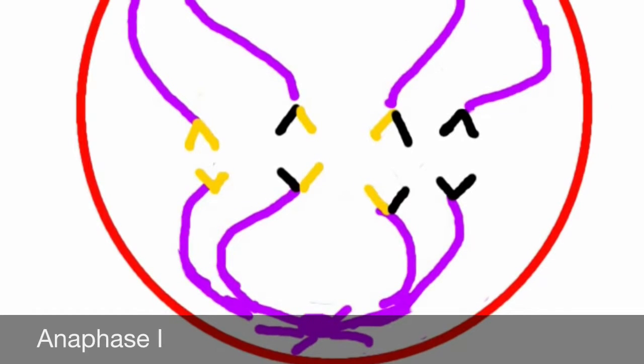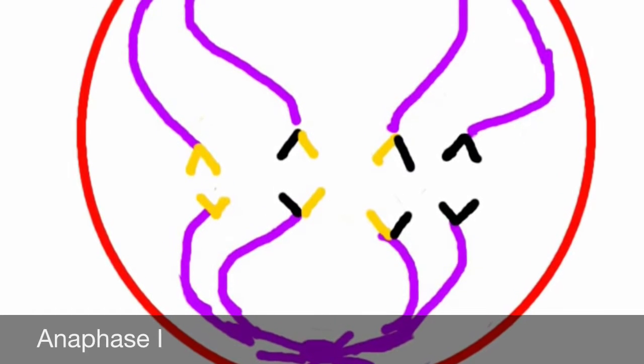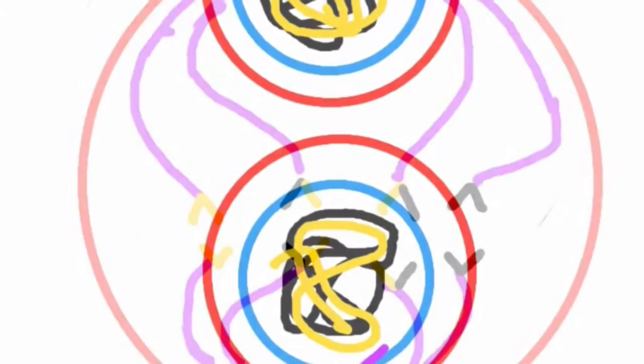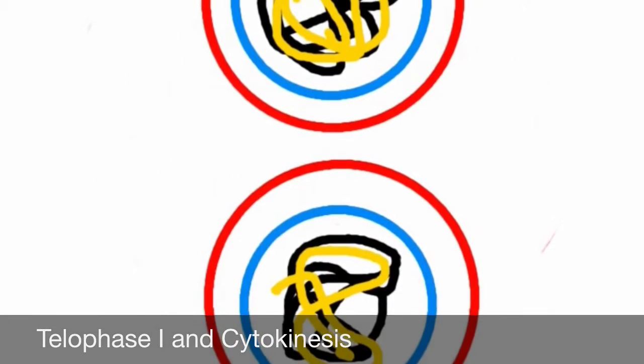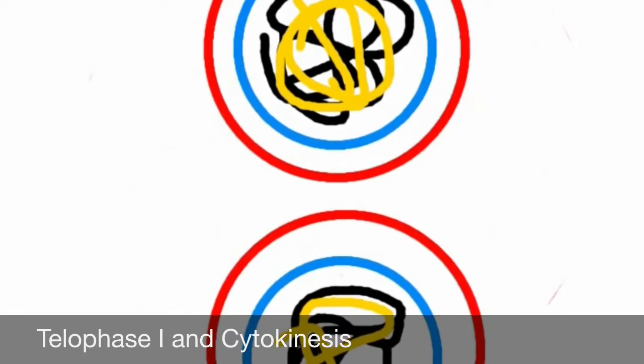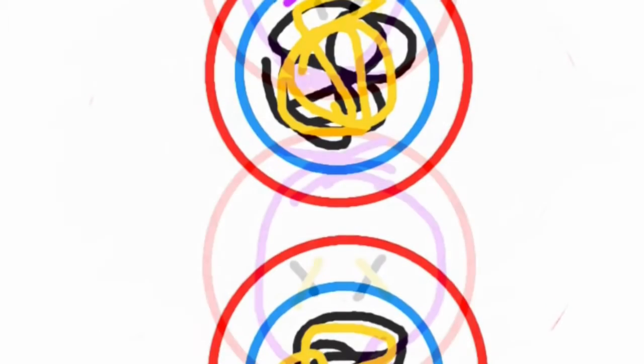Anaphase 1 is when the homologous chromosomes move to the opposite poles of the cell. Telophase 1 and cytokinesis. This is where the chromosomes gather at the poles of the cell and the cytoplasm divides.